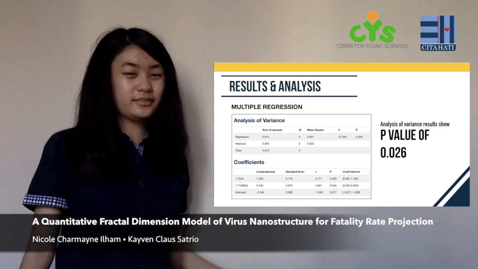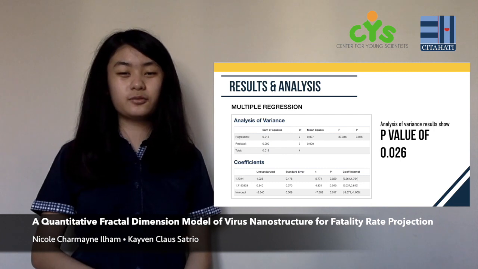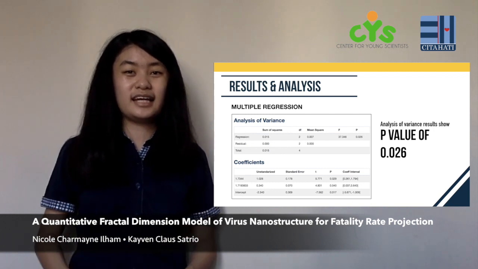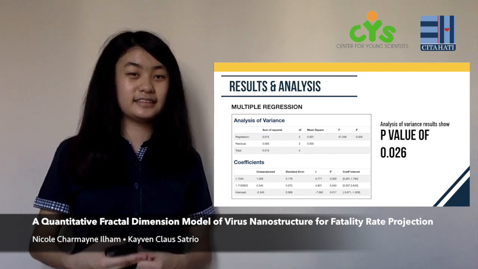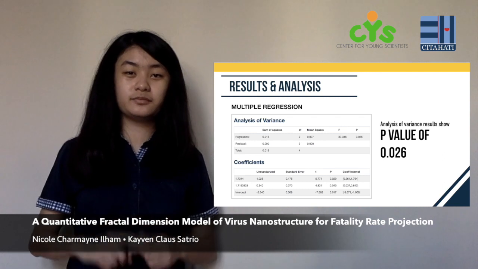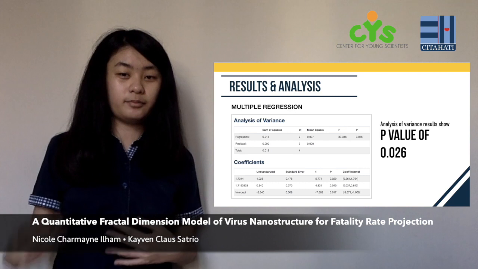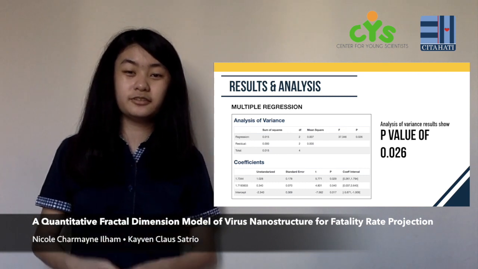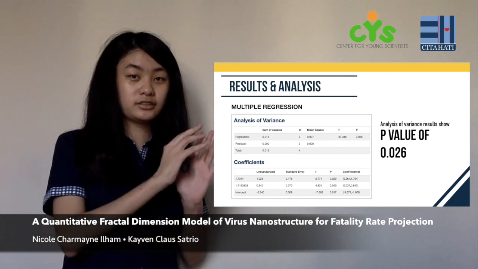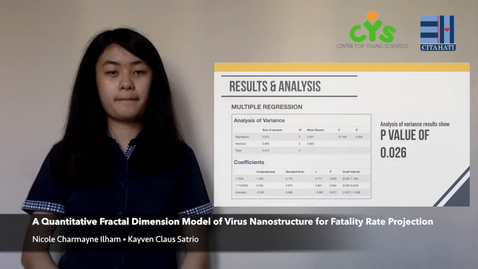These are the results of the multiple regression, and the analysis of variance shows a p-value of 0.026, which is statistically significant as it indicates strong evidence against the null hypothesis. The null hypothesis suggests no relation between two variables. So being against the null hypothesis suggests a strong relation between the two variables, which are the fractal dimension of the virus surface structure and the fractal dimension of the virus spike protein.